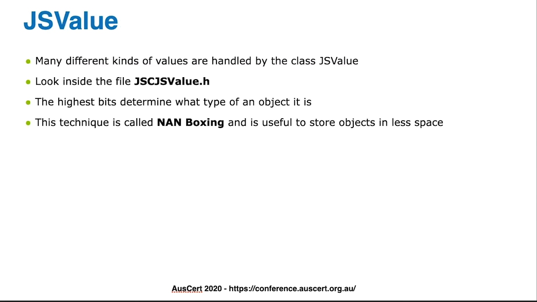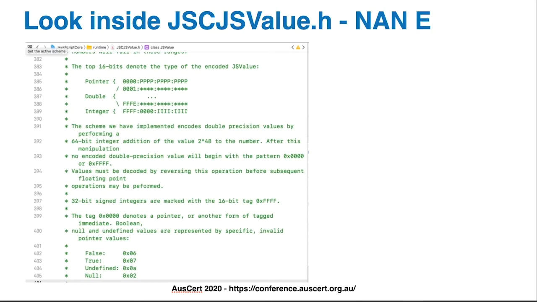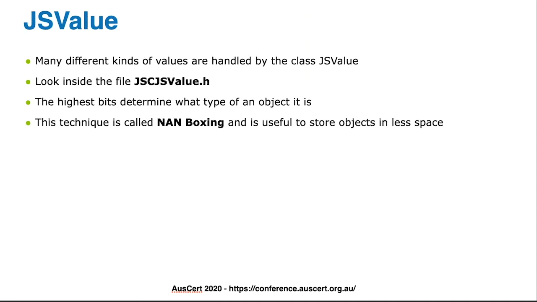Now coming to JSValue, we already discussed what is JSCell. So what is a JSValue? So many different kinds of values are handled by the class JSValue. So if you look inside the file JSValue.h, inside the WebKit code, you will identify a lot of different types of objects that it can handle. So for example, it can handle a pointer, a double, an integer, etc. Now, how does it find out whether it's an integer, pointer, or double? The highest bits determine what type of an object it is. And this technique is called NaN boxing.